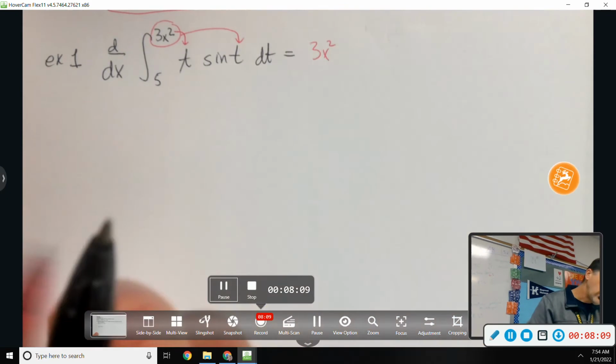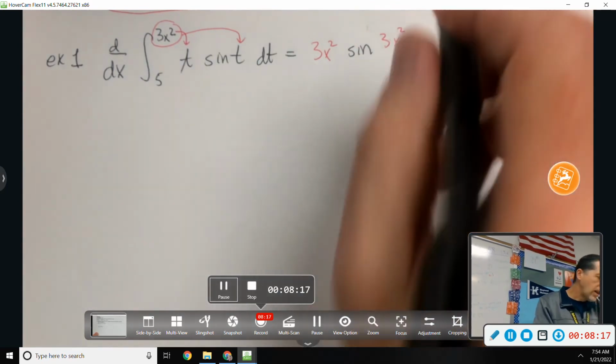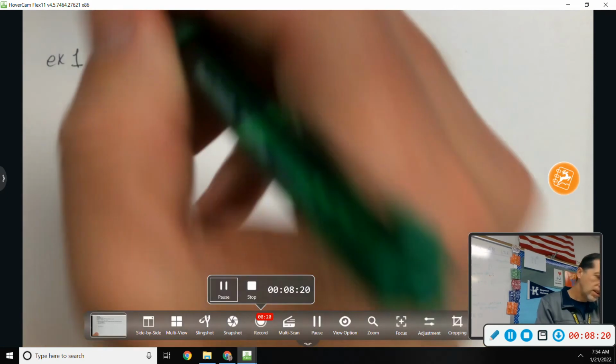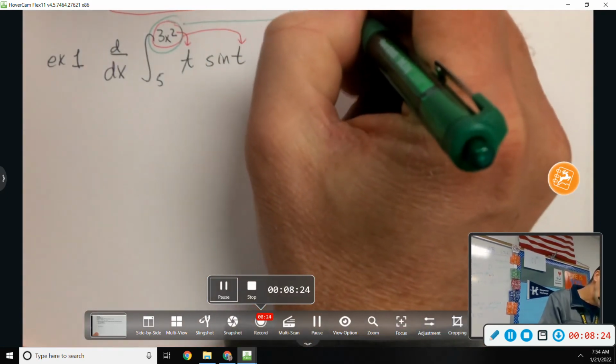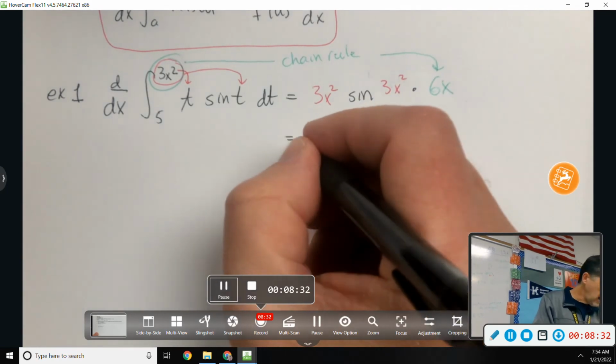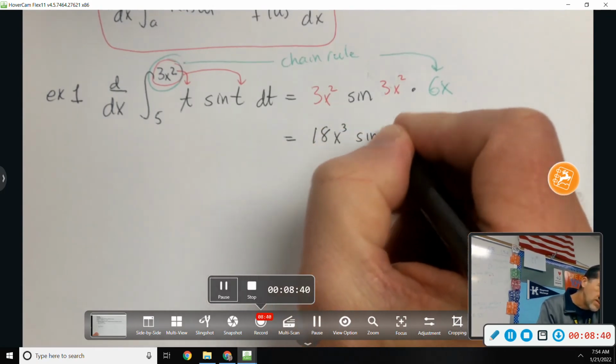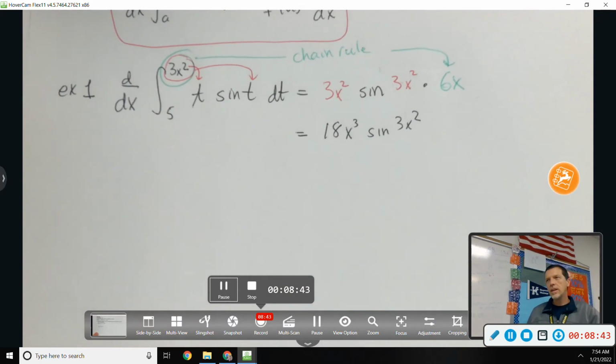So 3x squared times the sine of 3x squared times chain rule (6x). And then we maybe clean that up a little bit. 18x cubed sine of 3x squared. Did you just take the derivative of the top one as well? Yep. So excuse me, the concept is involved, tricky, derivatives, integrals, but in practice, plug in the top one, multiply by the derivative of the top one. That's it.